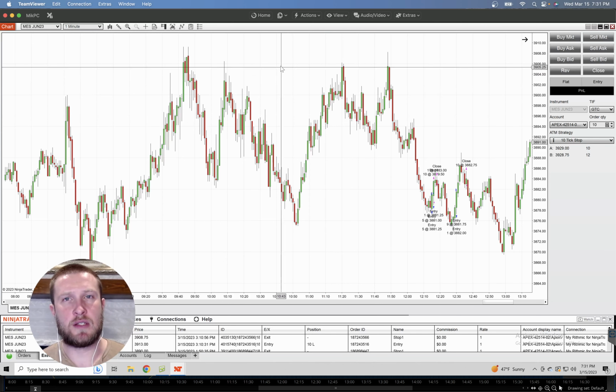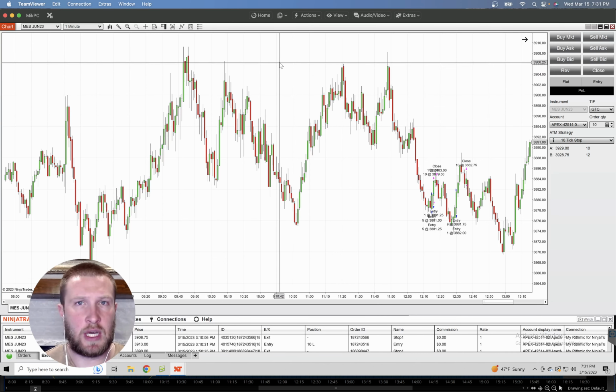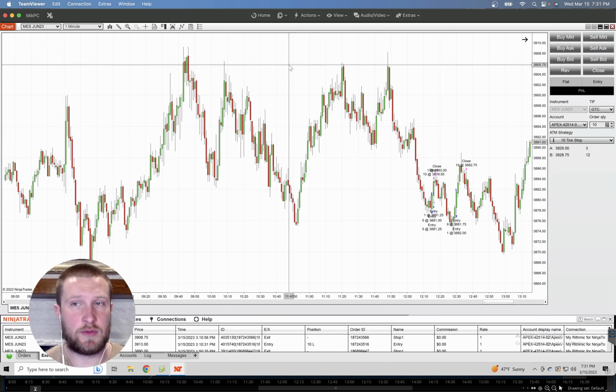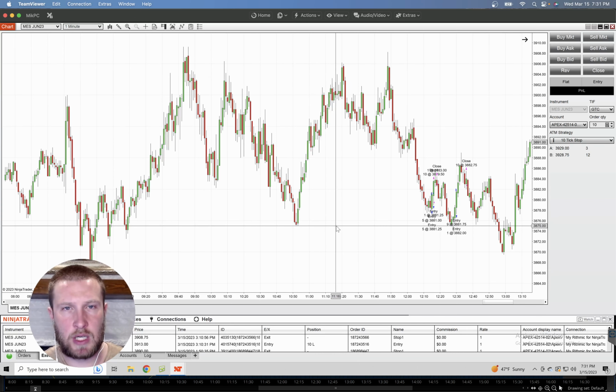A couple of things to note. We did reject off of the 3900, 3906 region here, which was yesterday's low of day. So we kept getting rejected off of that level, so obviously that was playing pretty important. And we also had a couple of rejections off of this level at 3875.